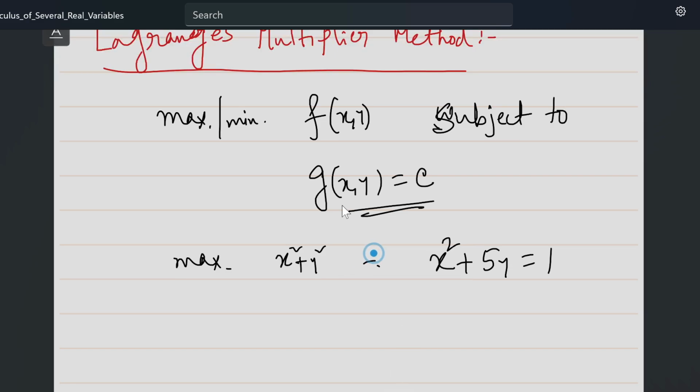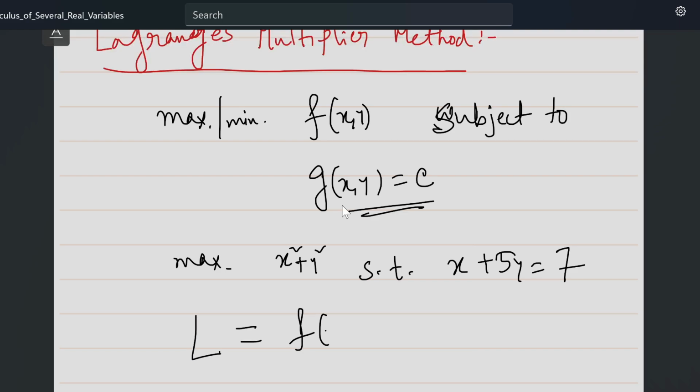Suppose in your question this condition is not there, then directly you solve using that Jacobian. But suppose it is there, subject to x plus 5y equal to say 7. Then you have to write L, the Lagrangian. It is f plus lambda into g(x,y) minus c. Now you find maxima and minima for L using that Jacobian method.